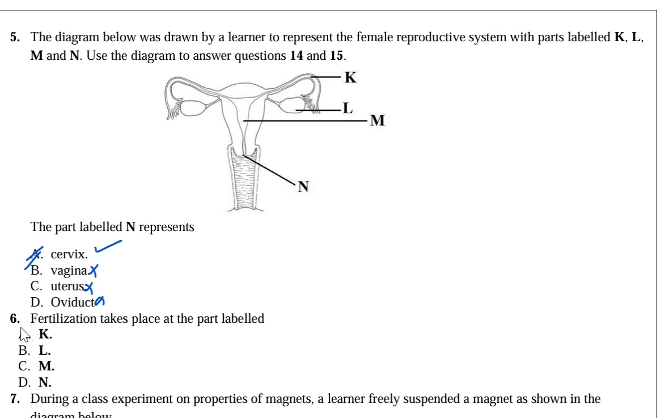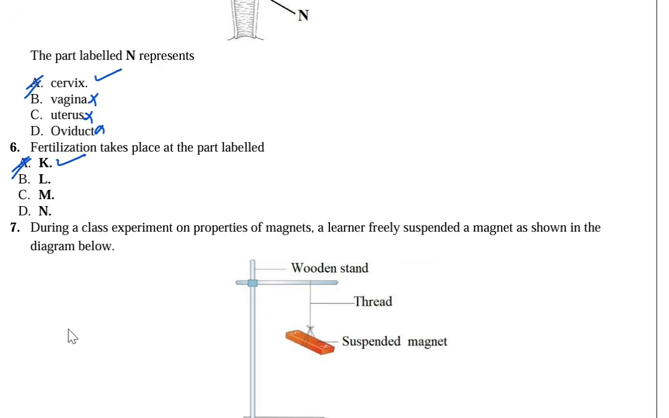We continue to the next question, question number 6. Fertilization takes place at the part labeled. So we know that fertilization takes place in the part labeled K, which is the fallopian tube or the oviduct. And therefore, the correct option is A. It takes place at the part labeled K. We continue to question number 7.